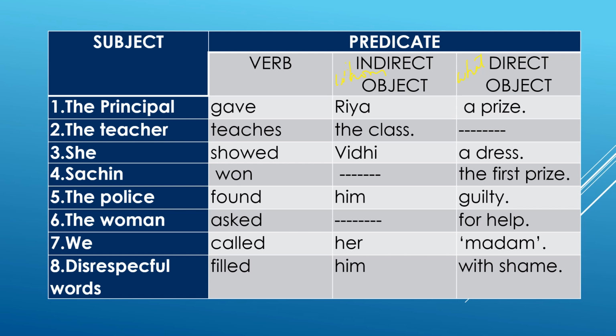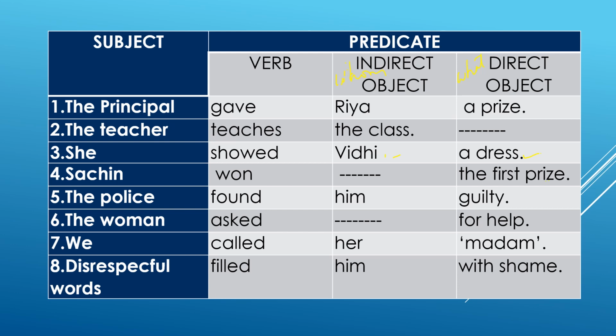The teacher teaches. Whom the teacher teaches? The class. So the class is the indirect object. She showed what? A dress. So dress is the direct object, and Vidhi, to whom she showed? Vidhi. So Vidhi is the indirect object. Sachin won what? The first prize. So the first prize is our direct object.